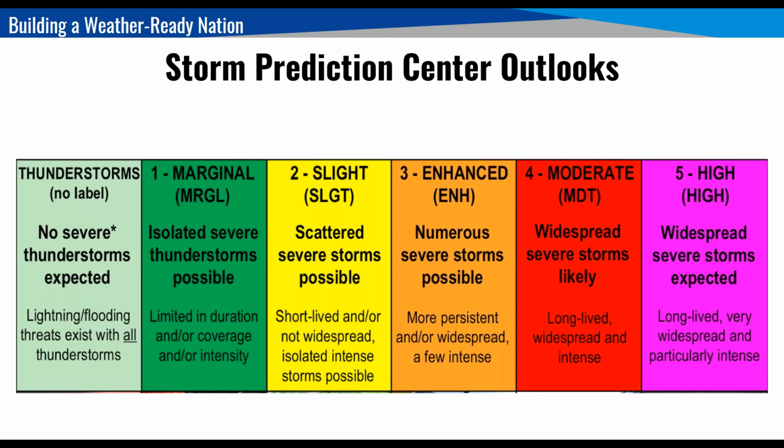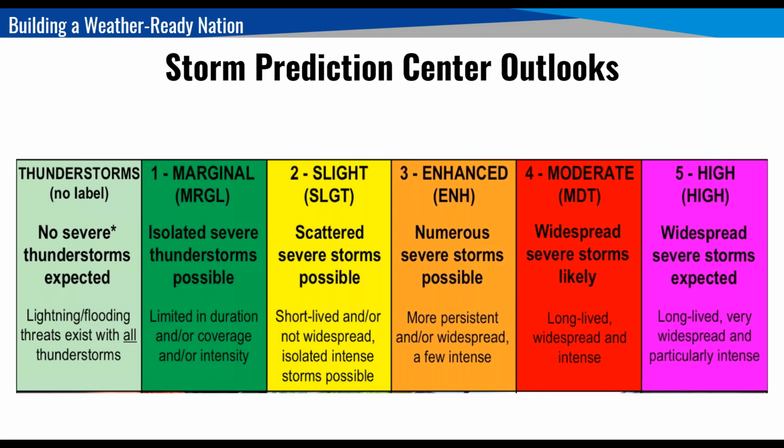As we build on this, we build into the 5 different categories or tiers of outlooks. One, denoted by the dark green color there, is marginal outlook, where generally isolated severe thunderstorms are possible. More or less in this scenario, we typically see some strong thunderstorms, with a few becoming severe.